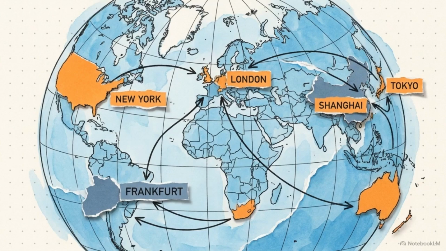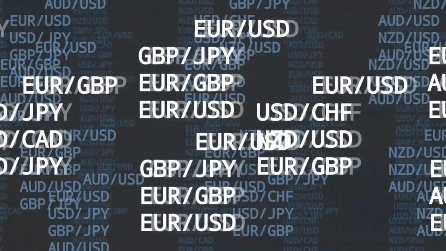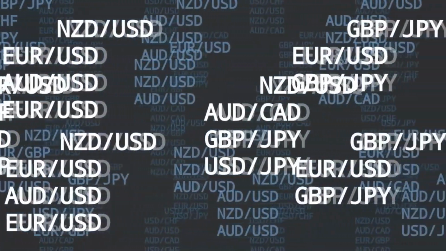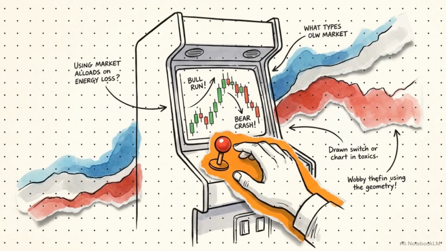The foreign exchange market, or Forex, is the largest financial network on the planet. It is a decentralized, over-the-counter market where global currencies are traded continuously at lightning speed. Because of that speed, many newcomers view Forex as an arcade for making quick cash.